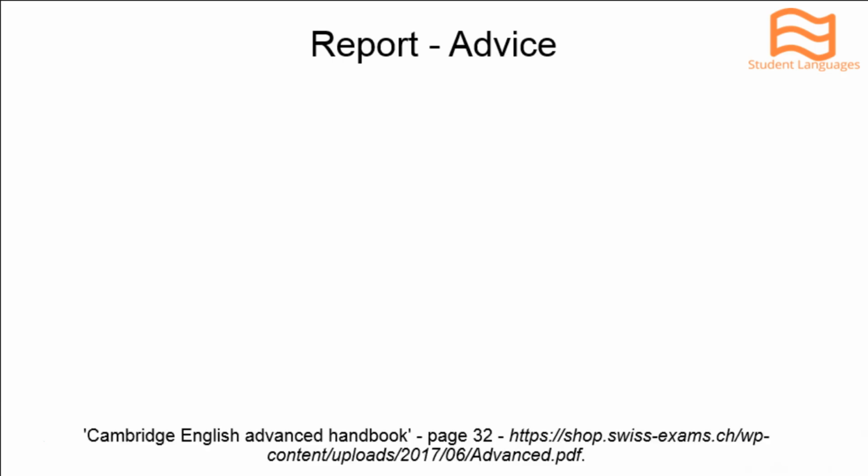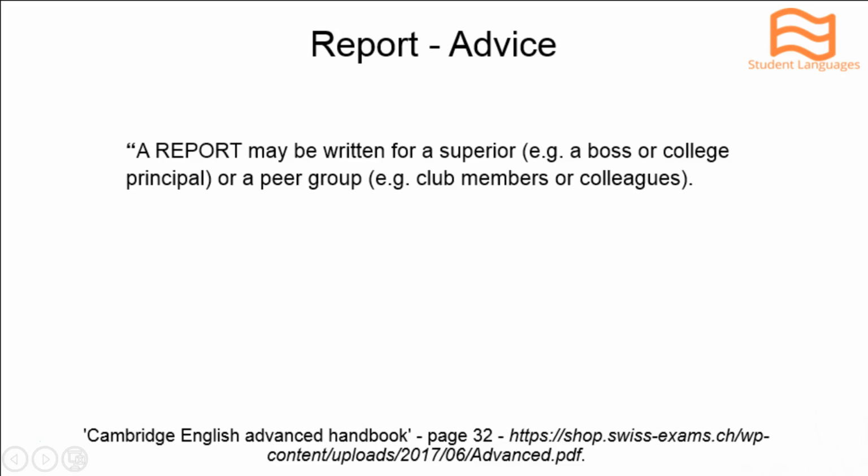Okay, now let's have a look at a bit more advice for writing a report, which has come from the Cambridge English Advanced Handbook for Teachers. And it says, a report may be written for a superior, for example, a boss or college principal. Or it could be written for a peer group, for example, club members or colleagues. And so to get top marks for the content part of the writing criteria, you should think about who it is you are writing to and make your language appropriate for that person or those people.